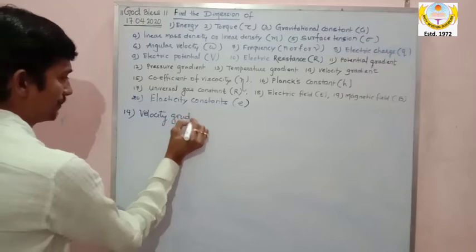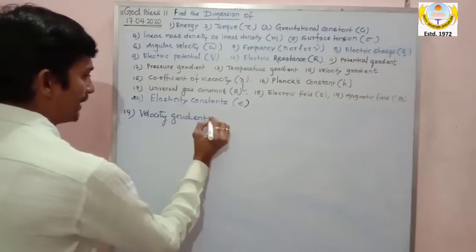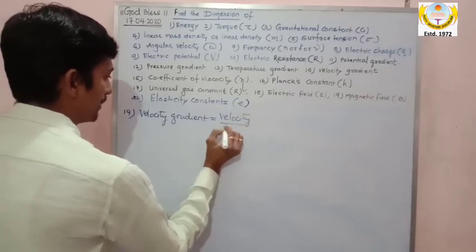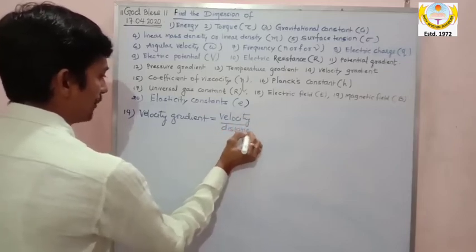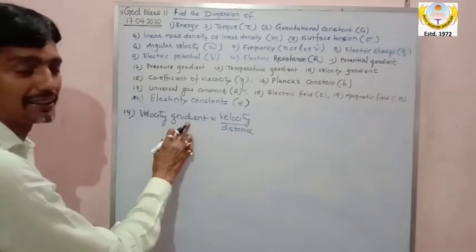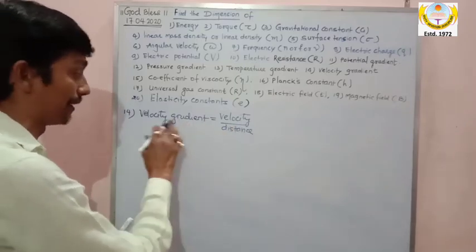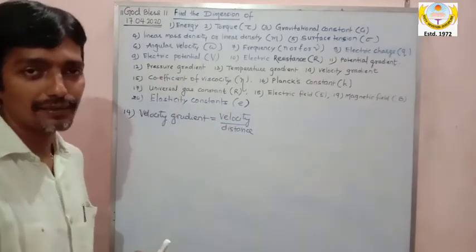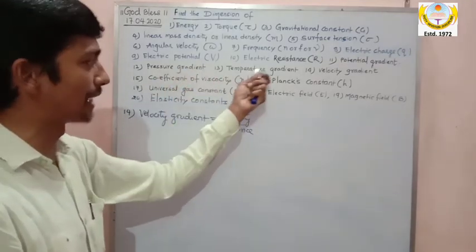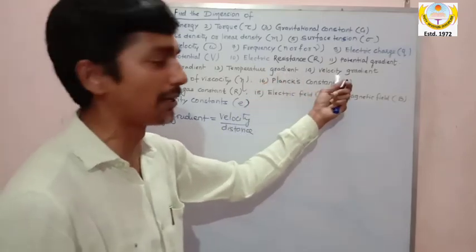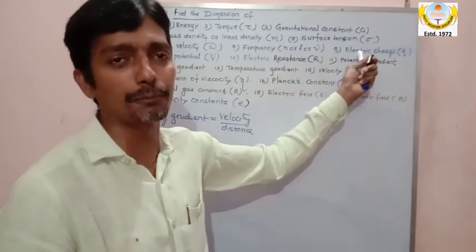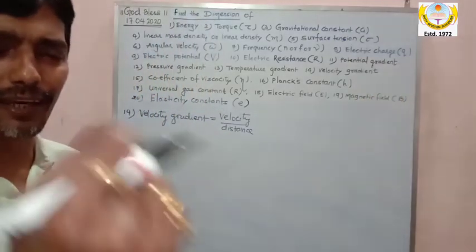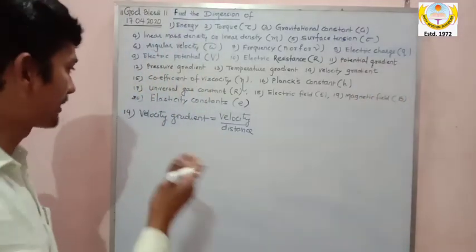So easy. Velocity gradient is nothing but velocity divided by distance. So nice, because I told you, any physical quantity that ends with gradient, divide that quantity by distance. Pressure gradient, pressure divided by distance. Temperature gradient, temperature divided by distance. Velocity gradient, velocity divided by distance. Potential gradient, potential divided by distance. Have a logic of learning this science. Now next is velocity gradient.